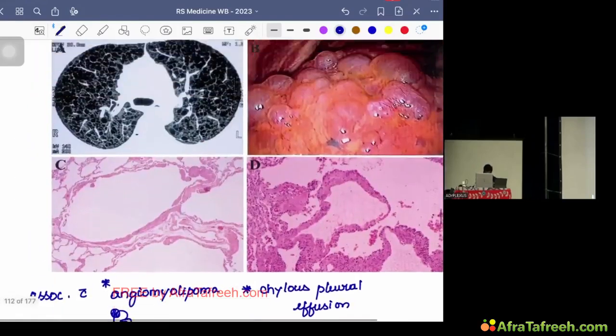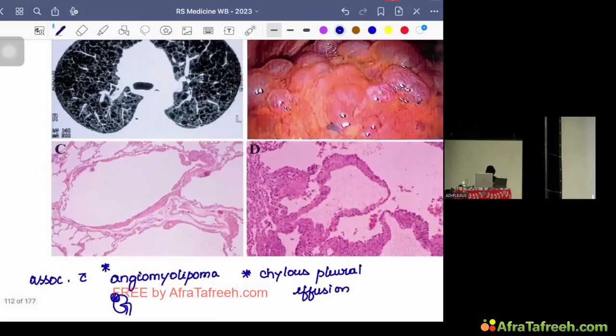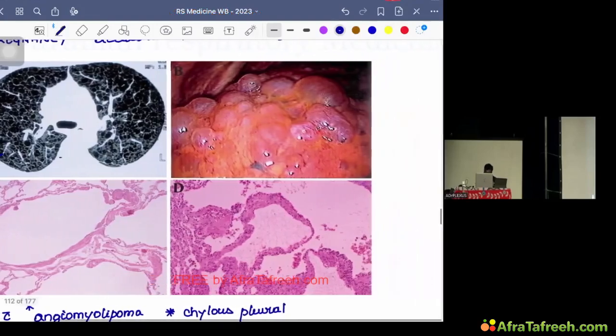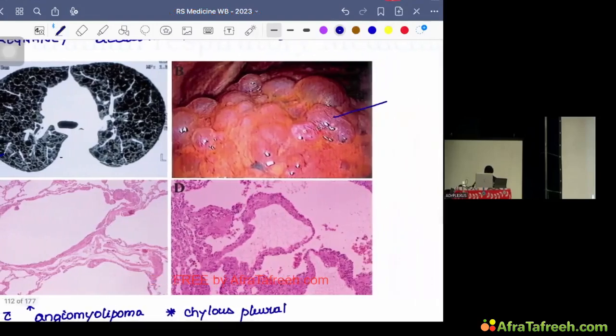If you take the CT scan, the CT scan will show increased interstitial thickening with bullae and pneumothorax. Whenever you look at the lung surface, the lung surface will show cystic dilatations.